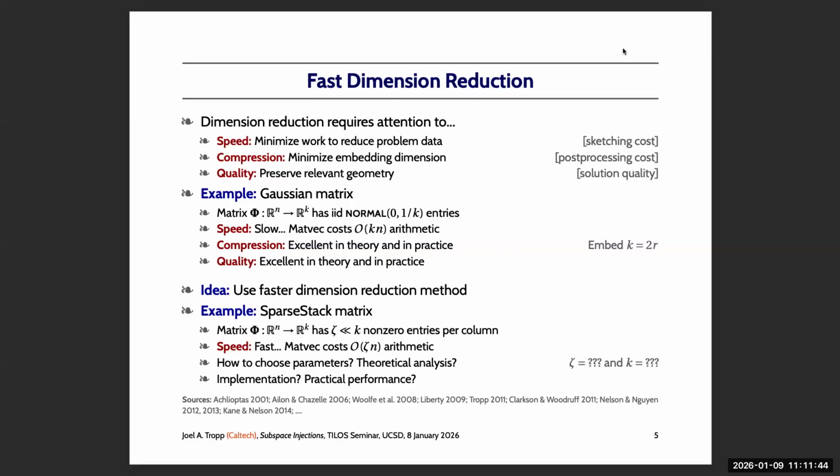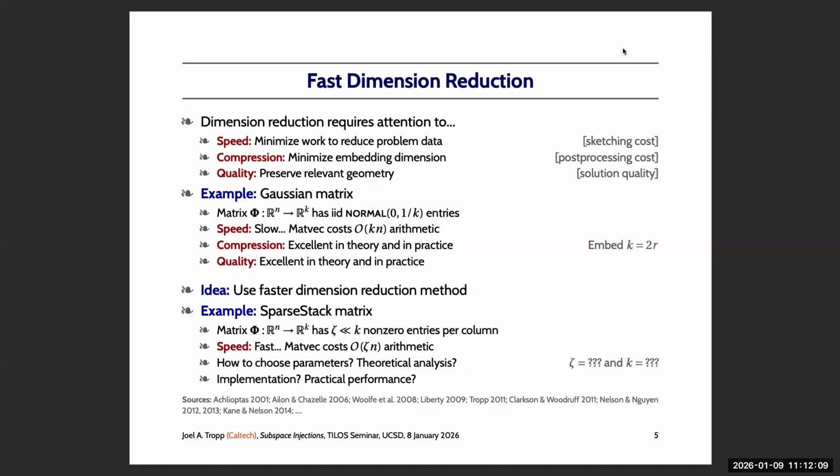So the idea, which dates back 20 years now, is to use faster dimension reduction methods instead, and hope that we can still achieve good compression of the data and high quality approximations of the geometry. So one example, which we're going to be talking about, is called a sparse stack matrix. I'll define this in detail later. It's a super sparse random matrix.